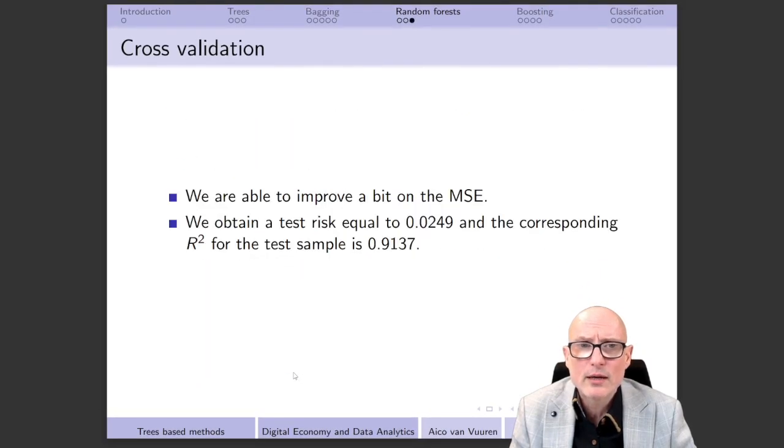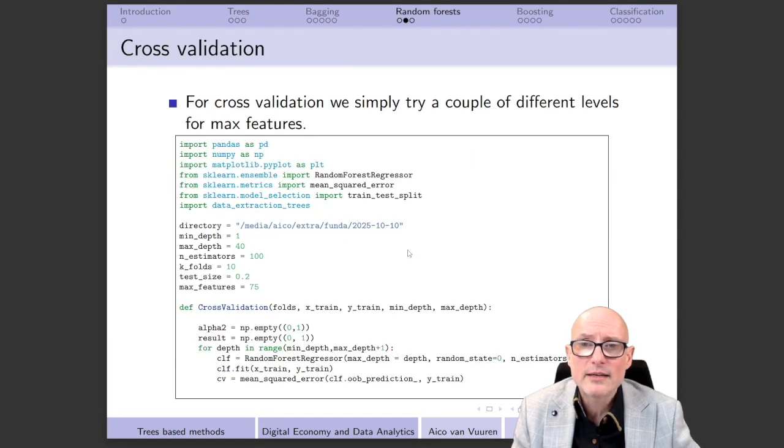Again, if we do all that correctly, we have a very tiny improvement with respect to the MSE compared to what we have seen before. The test risk is now equal to 0.0249, and the corresponding R squared in the test sample is now equal to 0.9137. This is based on n estimators equal to 100. Take into account that with n estimators equal to 1,000 there's not that much of a difference. Most likely there's going to be a little bit of improvement, but I haven't actually done it here.